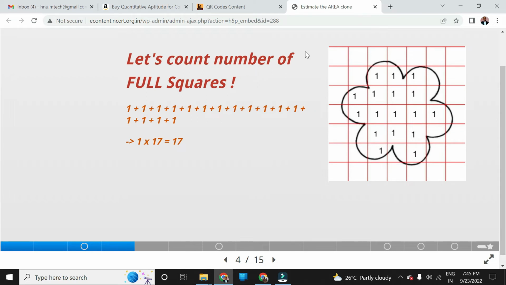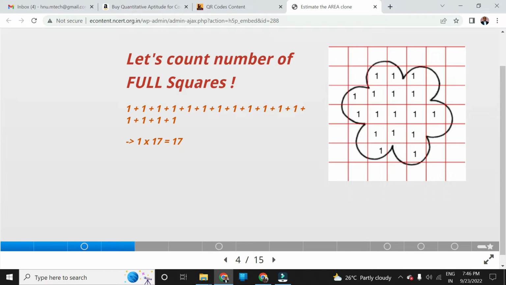So now comes the concept of squares. Let's count the number of full squares. This is the solution for your previous question. Whatever figure is available to you, we have drawn grids on it. Okay, so these are all the squares. They are telling that you have to count the number of full squares. How many full squares are there in this, you have to count, and after counting you will get some answer.